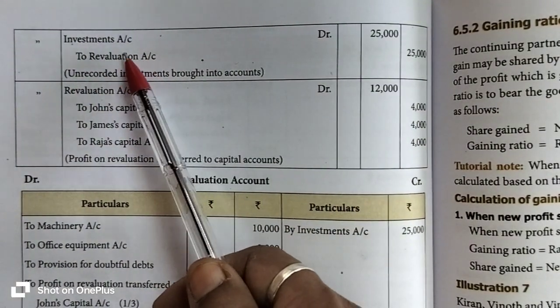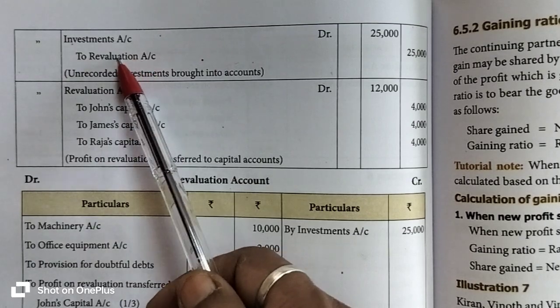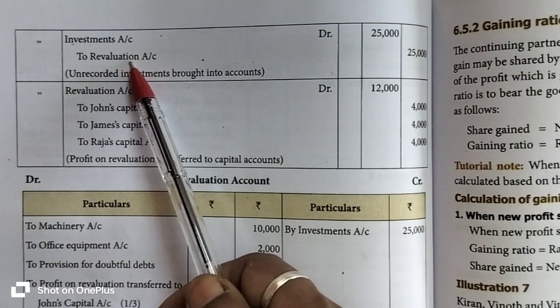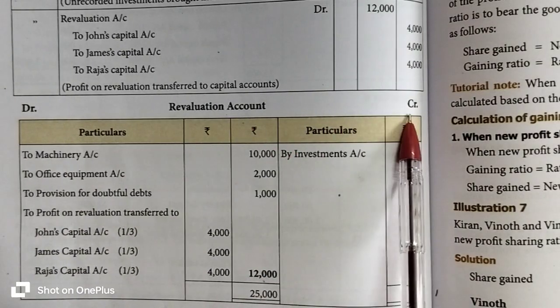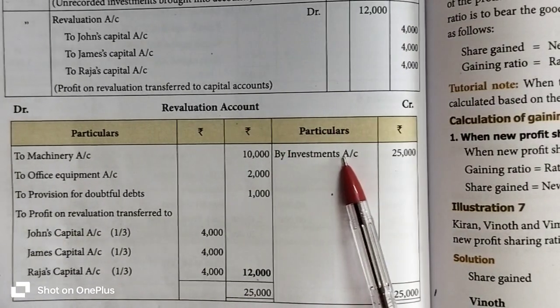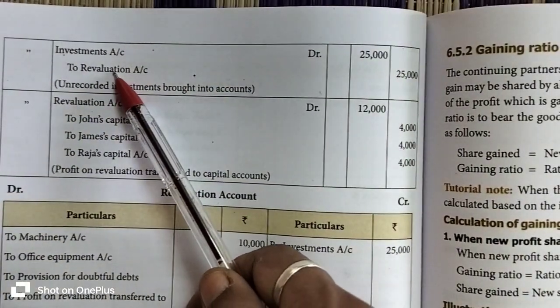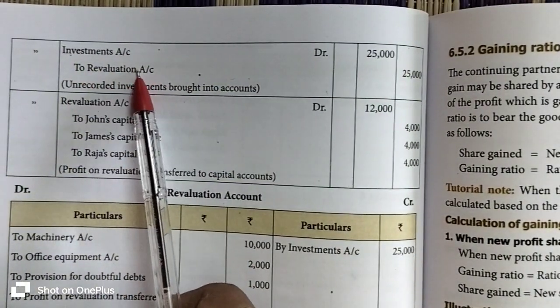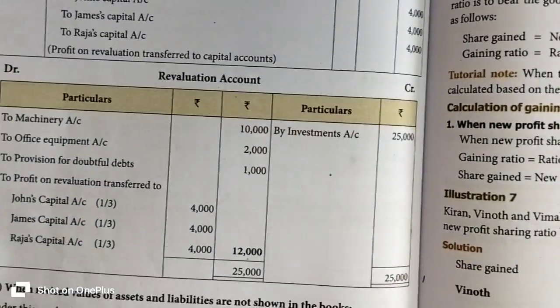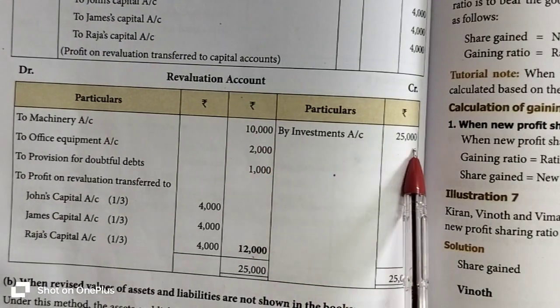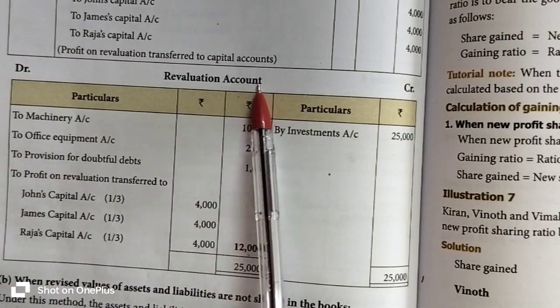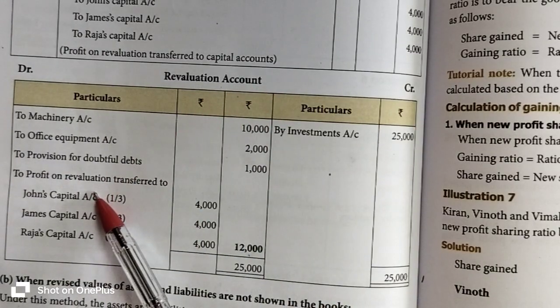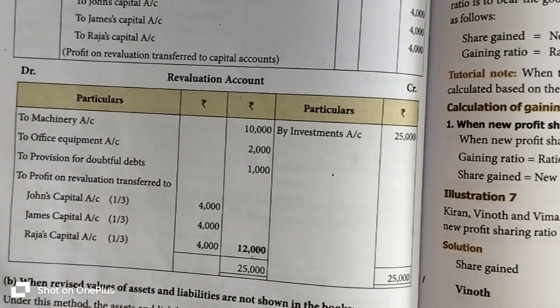Where is the revaluation account in the journal entry? It is on the credit side. So you go to the credit side of the revaluation account and enter the opposite account. Which is the opposite account? Investment account 25,000 rupees. So we enter by investment account 25,000 rupees. So the revaluation account related transactions we posted into the ledger account from the journal entry.